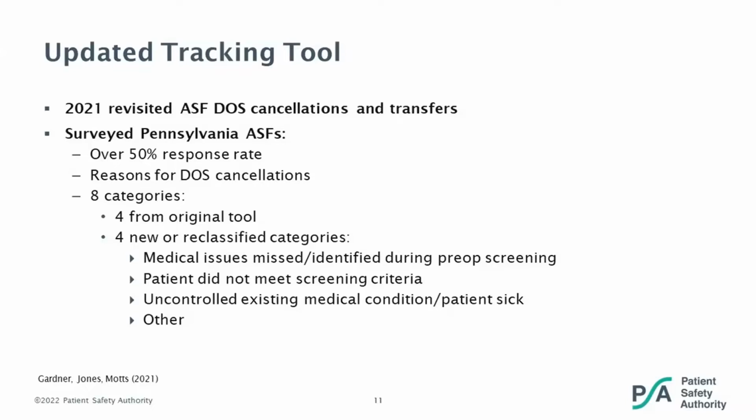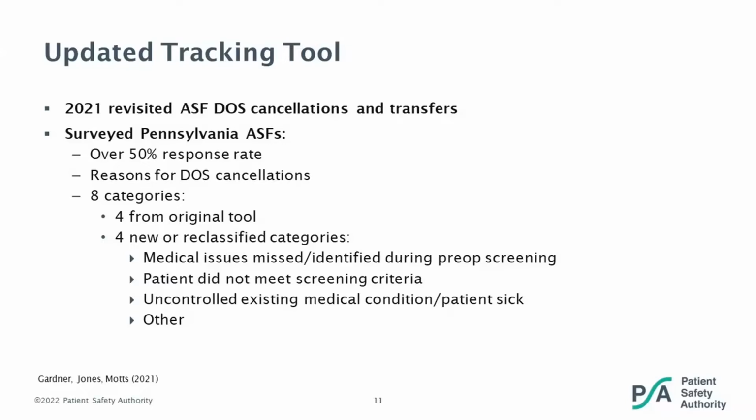In looking at the 2 questions that asked about generally what types of reasons for a cancellation, we ended up getting a lot more information, and it resulted in us retaining 4 of the reasons from the original tool that was developed in 2014. And in this new updated tool, we've changed and added 4 new or reclassified categories. And as you can see, these categories are listed here.